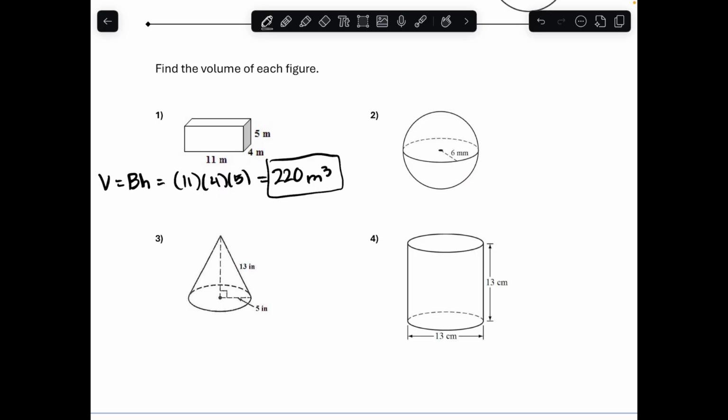Now for number 2, we see that we have ourselves a sphere, and we can see what the radius is. It is 6 millimeters. So, writing our formula down, we have that the volume of a sphere is going to be 4/3 times pi times r cubed. So, we have 4/3 times pi, and then times 6 millimeters cubed. Multiplying this out, we're going to get 288 pi millimeters cubed.